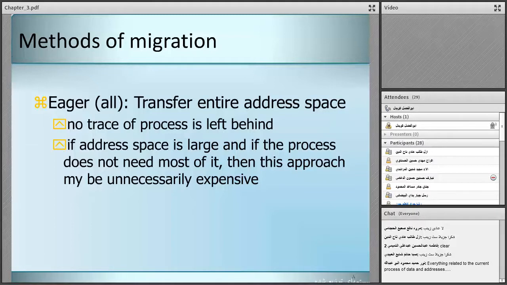I said that with this method, eager-all, we transfer all the data related to the process from the source machine to the destination. Now, all this data is stored in the address space of the process, which means it has flags, registers, process information, PCB, and also the heap area and everything else that the process needs. These are in the address space. If this address space is large, and if the process does not need most of it, then transferring this large address space to the destination machine may be too expensive because it's about communication. We have to communicate with the destination machine and transfer a large amount of data to it. So it may be too expensive.